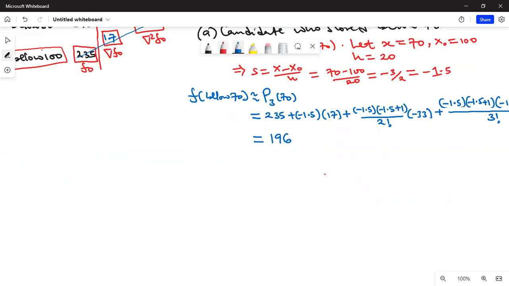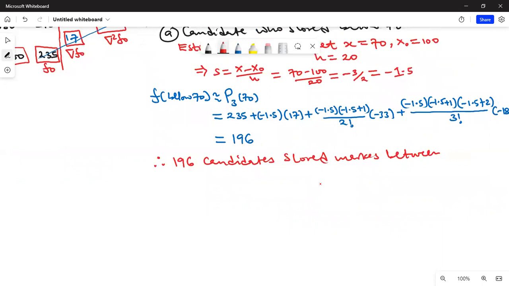So it means therefore 196 candidates scored marks between 0 to 69, or simply below 70. So let's answer part B.